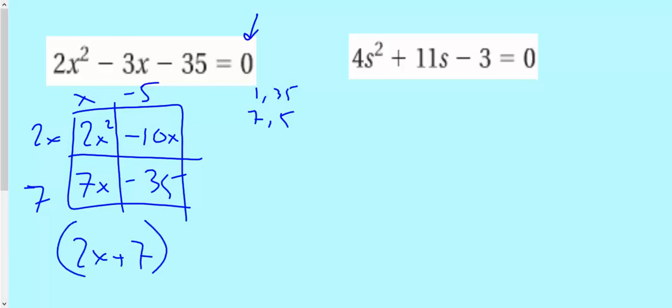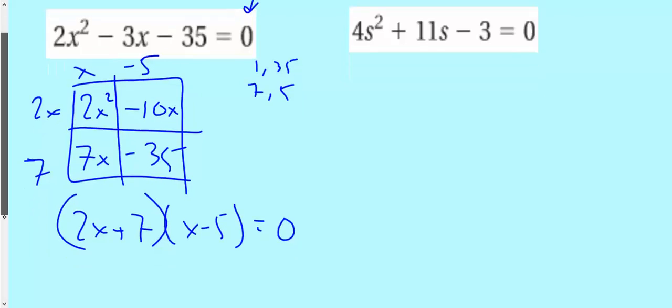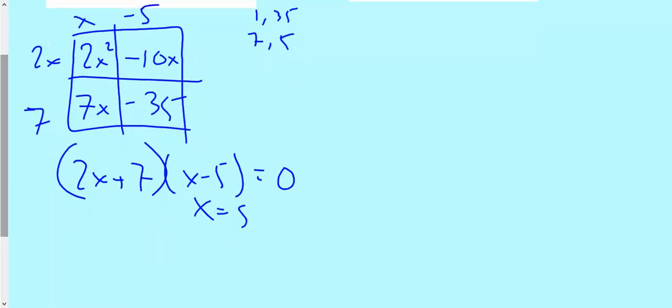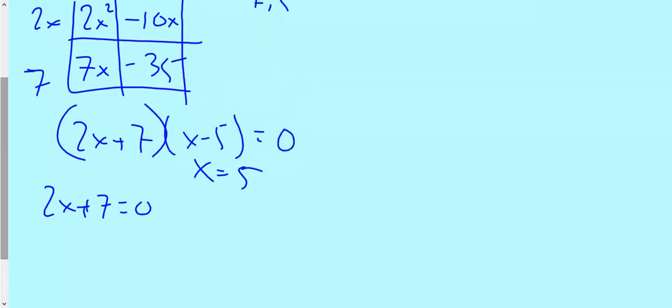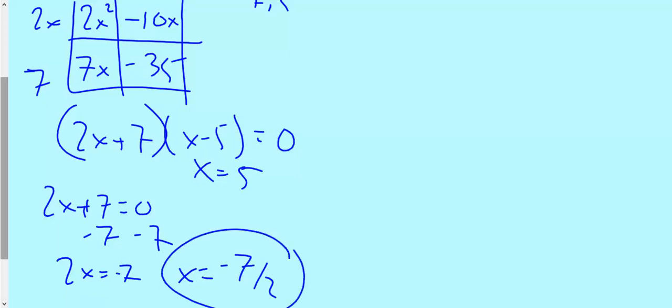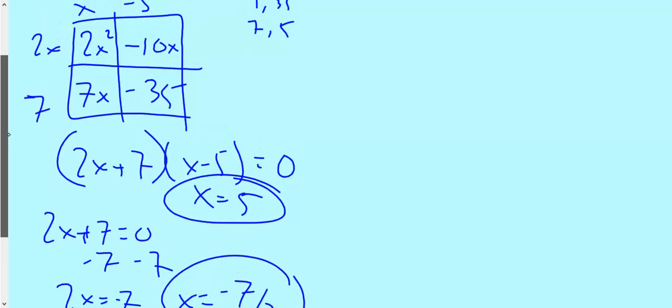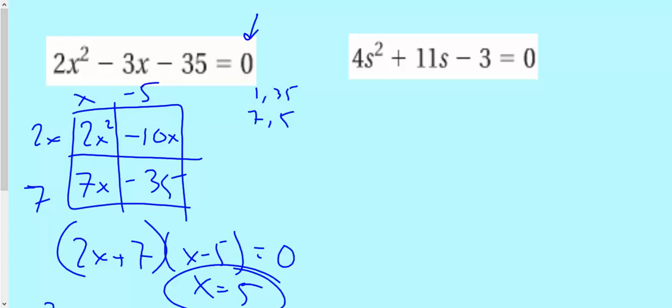Okay, so 2x plus 7, then x minus 5 equals 0. This one here is easy. It's x equals 5. 2x plus 7 equals 0. I'll solve that one here. So this is kind of what we did earlier in the chapter using the zero product property. So here x equals negative 7/2. Alright, there we go. Let's do factoring by grouping.